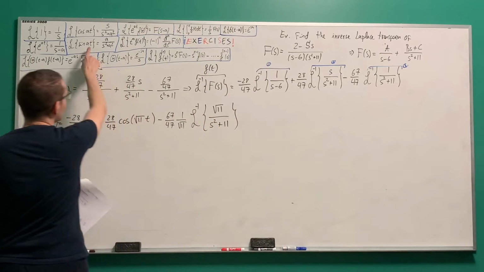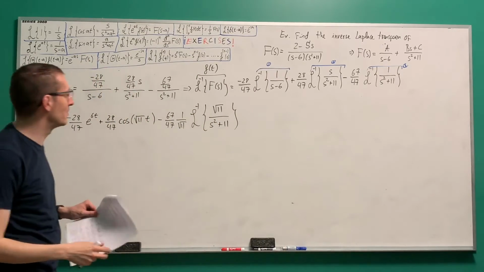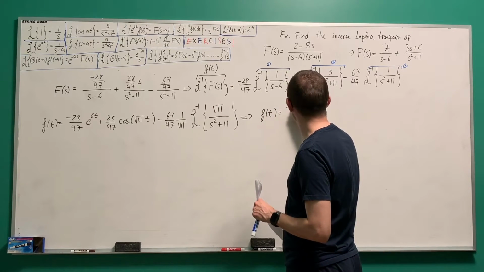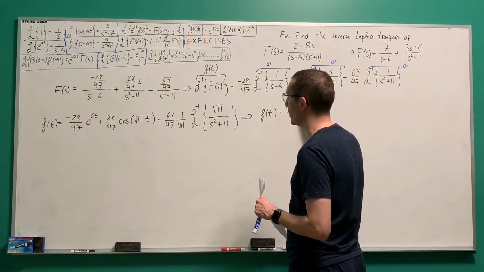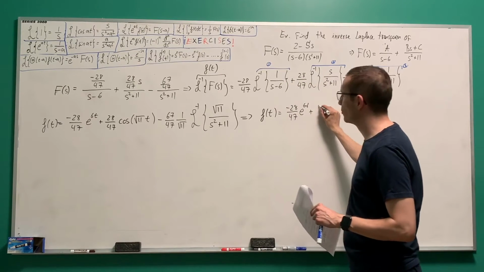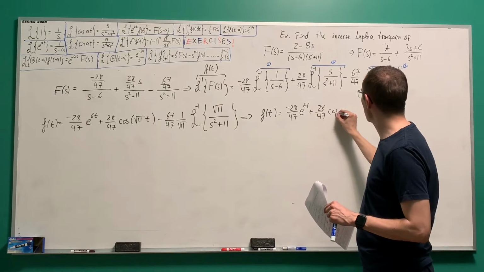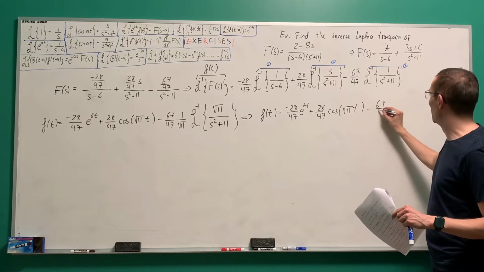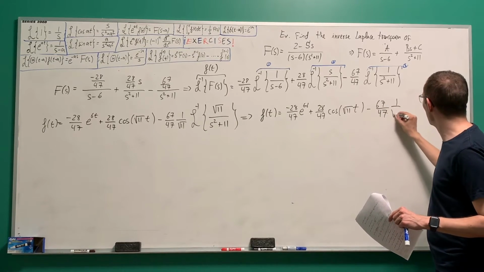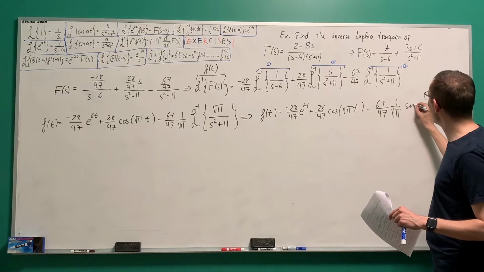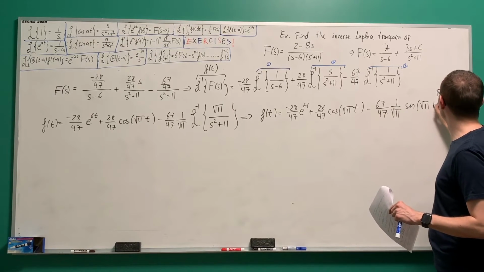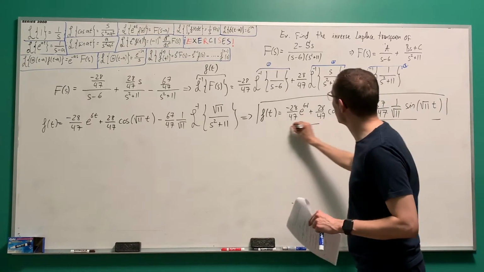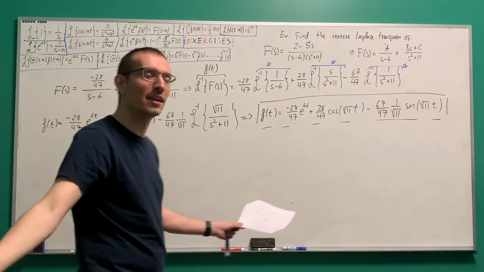In this form, it's certainly the sine of at, where a is the square root of 11. So let's write the final result. f of t is equal to minus 28 divided by 47 e to the 6t plus 28 divided by 47 cosine of square root of 11t minus 67 divided by 47 times 1 over the square root of 11 times the sine of square root of 11t. And that is the solution to this exercise and another exercise solved.